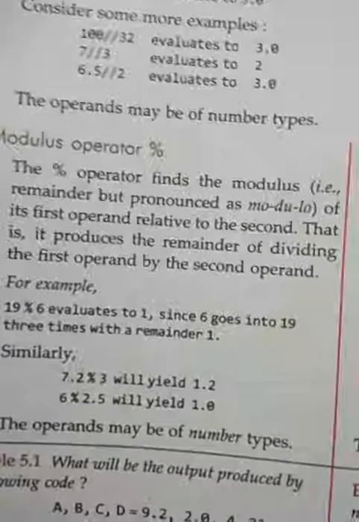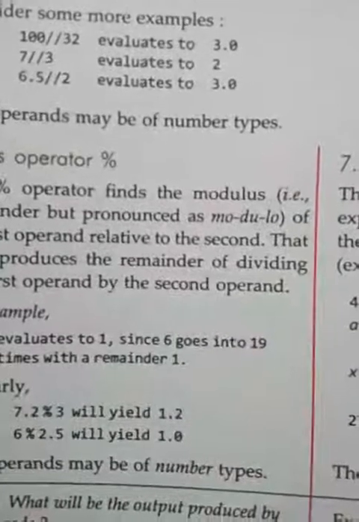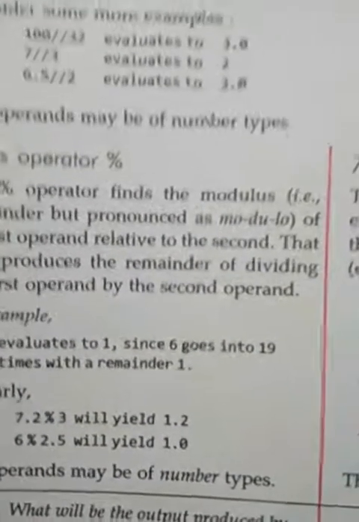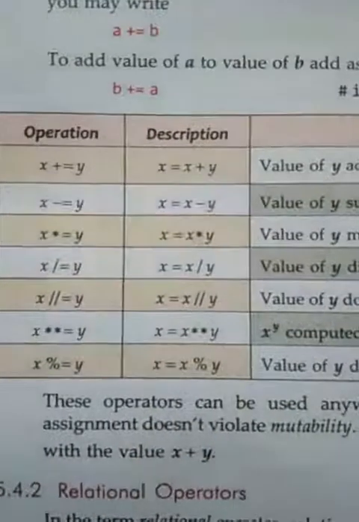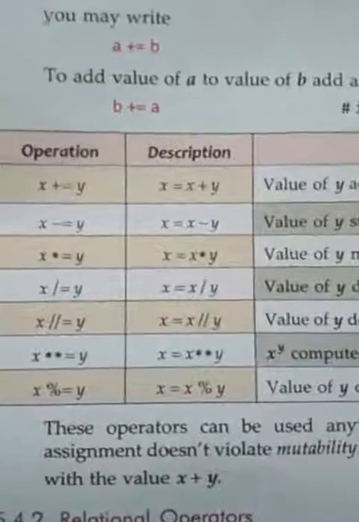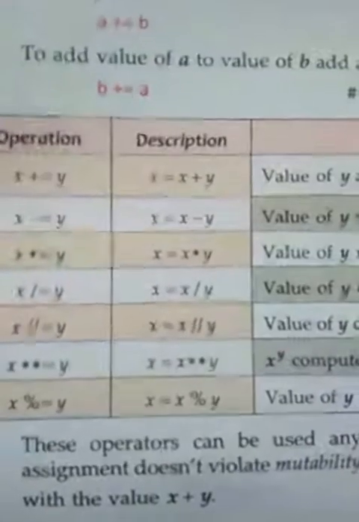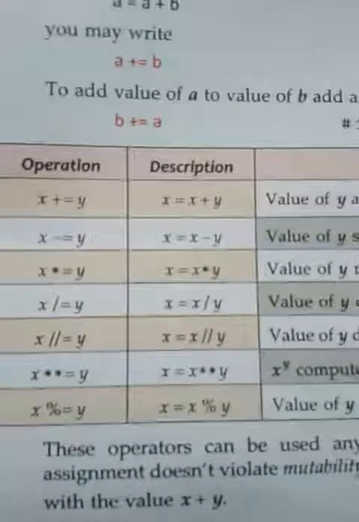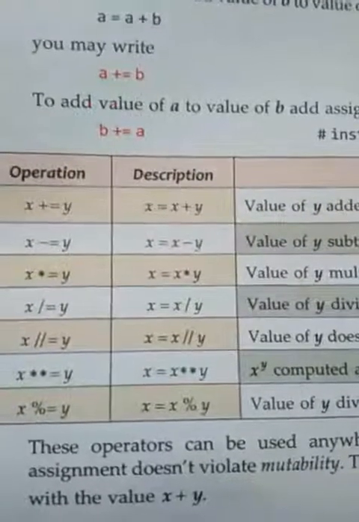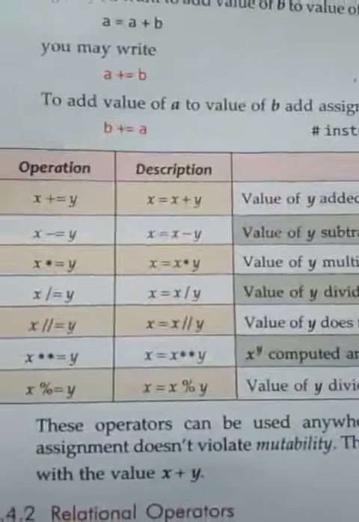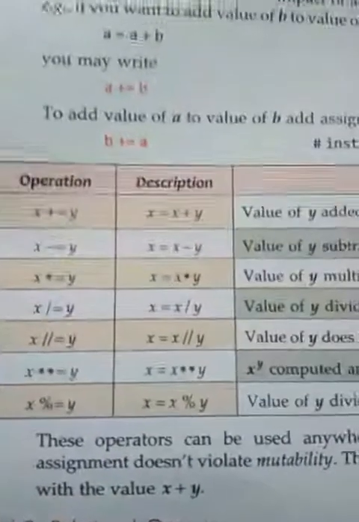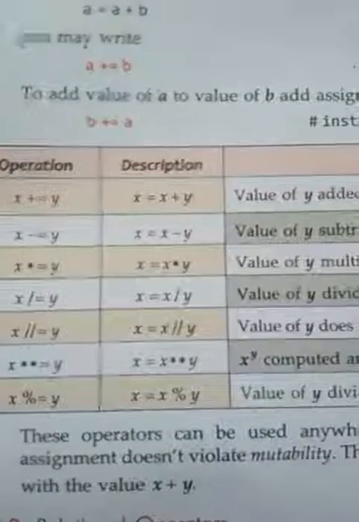Percentage is basically used for the remainder. So 7.2 divided by 3, the answer is 1.2, and 6 divided by 2.5, the value will become 1.0, that will be the remainder. These operators are called assignment operators, or we can say arithmetic assignment, because both come combined. So x plus equal y means x equal x plus y, and x divide equal y means x equal x divided by y. In some languages, these are called arithmetic assignment operators or shorthand operators.